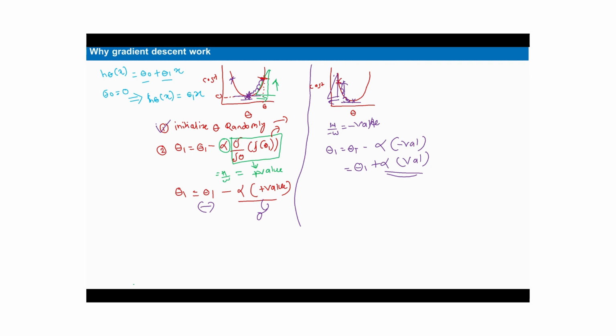I hope you got the idea of how gradient descent works. This is very informative, and some interviewers may ask this question: why does gradient descent work? Now let's see the next topic, the choice of alpha and the convex function.